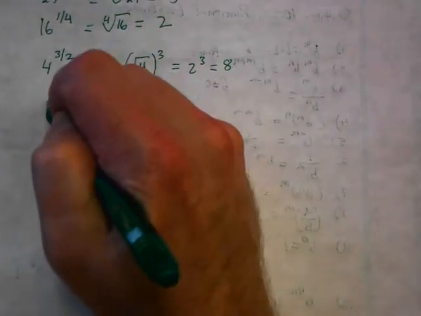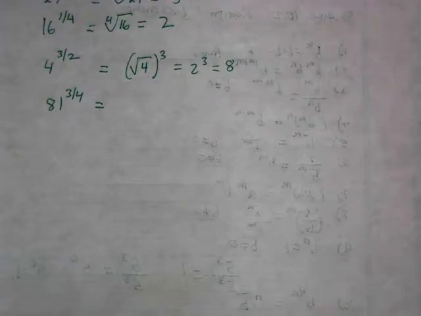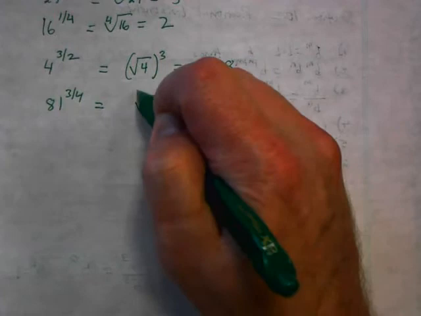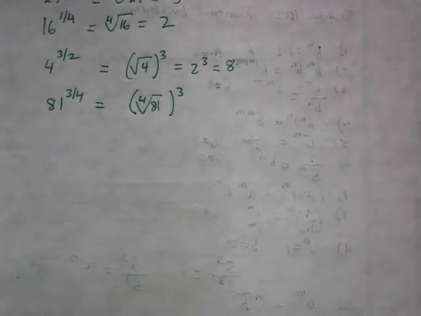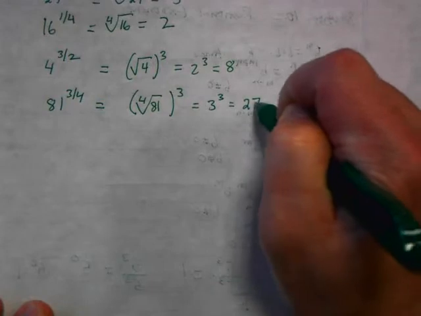Or let's say I did 81 to the 3/4. 81 to the 3/4 would mean do the 4th root of 81 and then cube it. The 4 is on bottom, so that's your root. The 3 is on top, that's your power. 4th root of 81, that's one you might not know off the top of your head. Anybody know the 4th root of 81? Happens to be a nice number, it's 3. This is 3 cubed, and 3 cubed is 27.